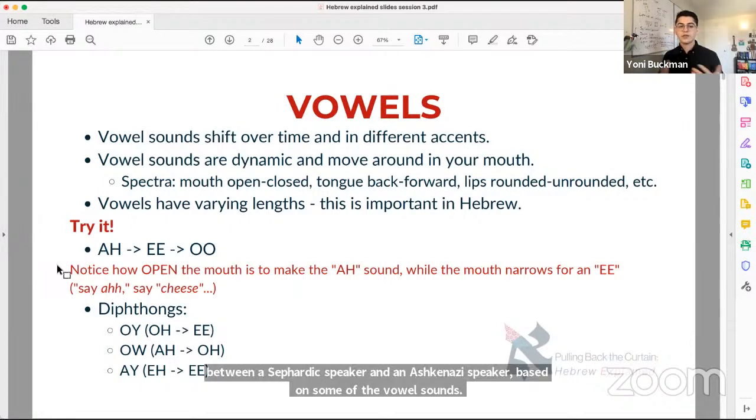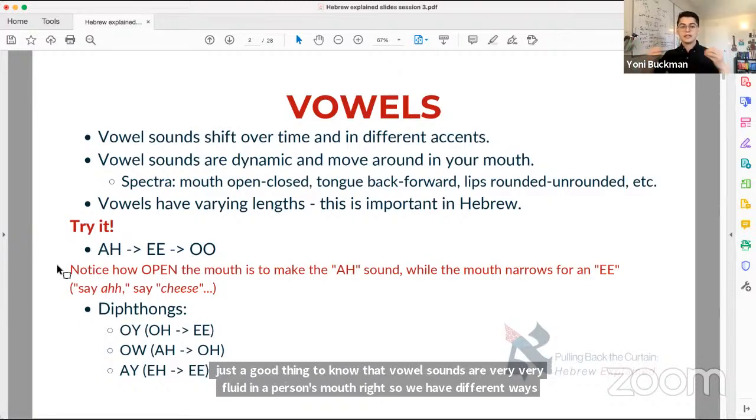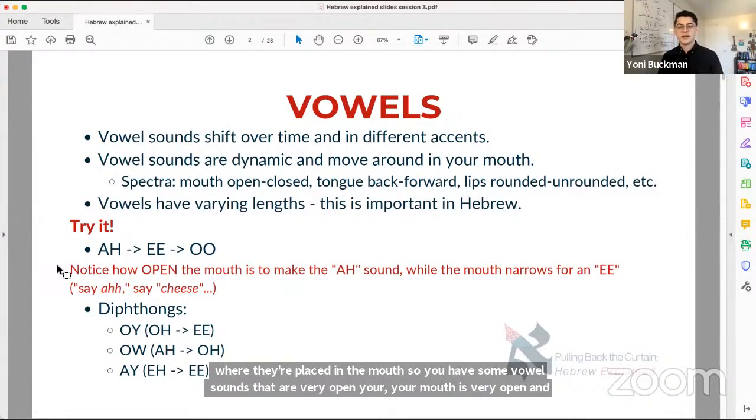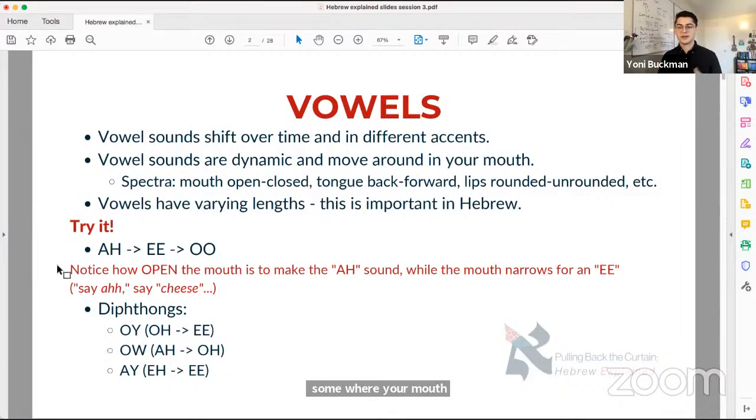So you have some vowel sounds that are very open, your mouth is very open, and some where your mouth is very closed, right? So try the ah vowel, right? Ah, mouth is very, very open. If you try the E vowel, your mouth is closed, right? So this is why when you go to the doctor, they have you stick your tongue out and say ah and not E. If you were to go to the doctor and say E, they really wouldn't get a good look of anything going on in there.